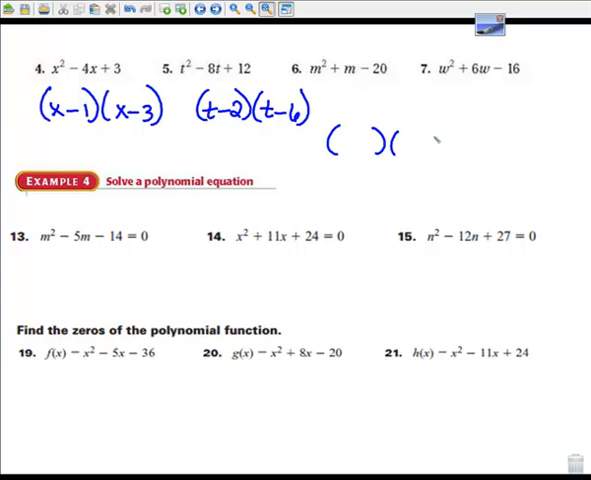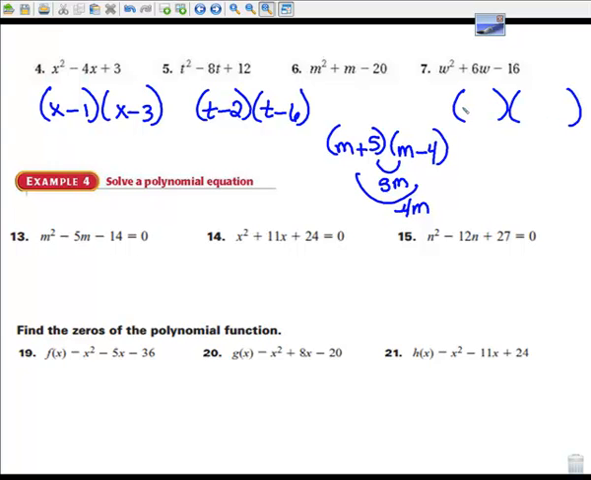Let's try this next one. In order for me to get a negative c term, I have to have one positive and one negative factor. So the factors of 20 that differ by 1 are going to be 4 and 5. I want it to be a positive 5 and a negative 4, because this gives me 5m minus 4m, which is positive 1m, and 5 times negative 4 is negative 20.